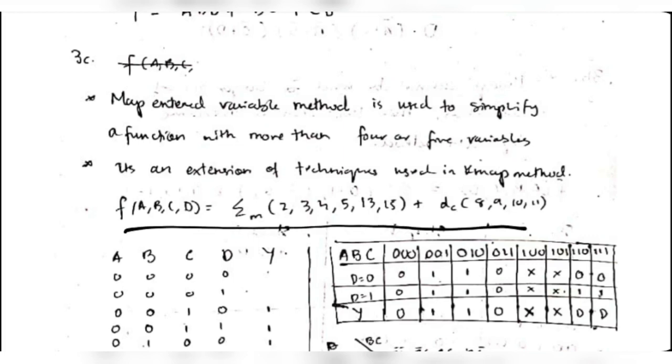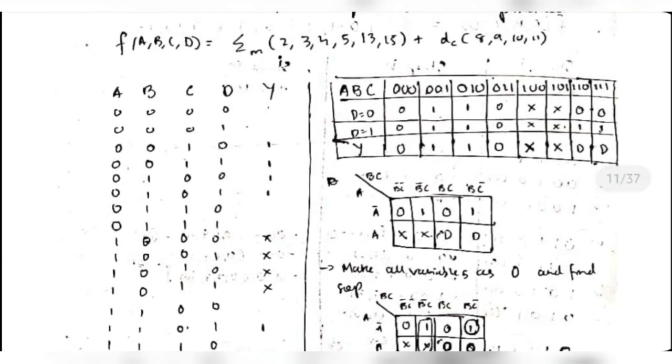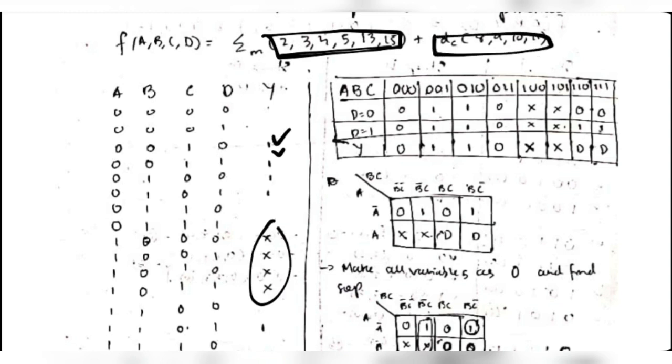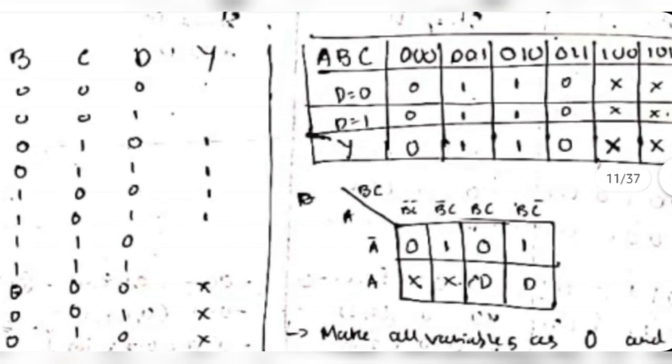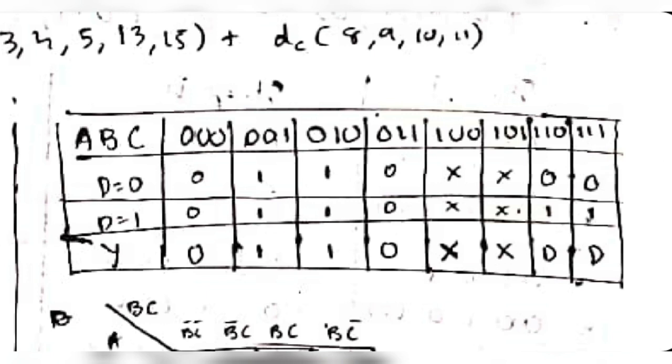Okay, first make the truth table. After making the truth table, for these terms mark 1, and the don't care terms will be marked as x. After doing that you have to make this map entered variable table. In this table you will mark a, b, c and d. According to the truth table you will mark the value of y for 0 0 0 0, similarly for 0 0 0 1, and similarly you will mark all other values. After marking, you have to write down this y value.